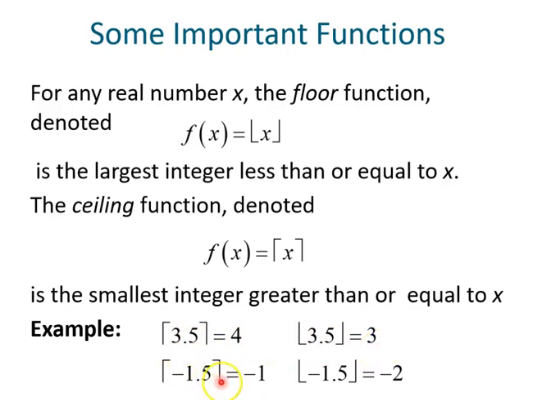The ceiling of negative 1.5 is negative 1, because negative 1 is greater than negative 1.5 and is the smallest integer with this property. And the floor of negative 1.5 is negative 2.